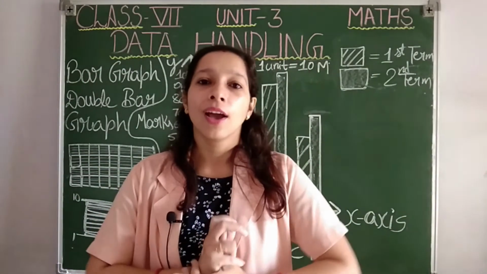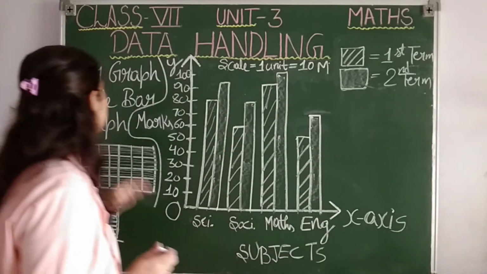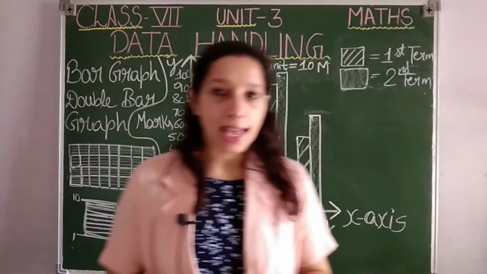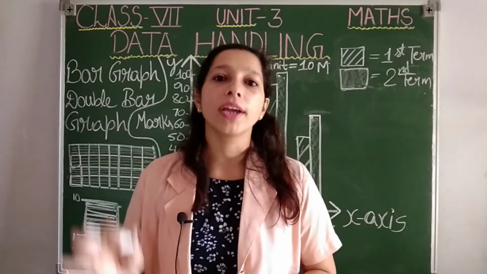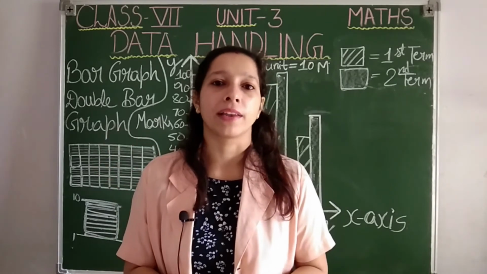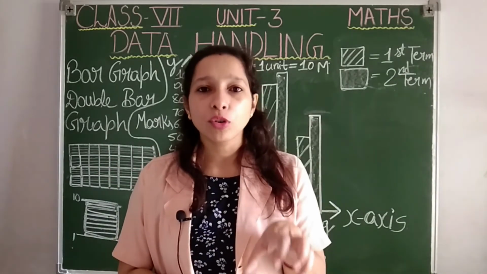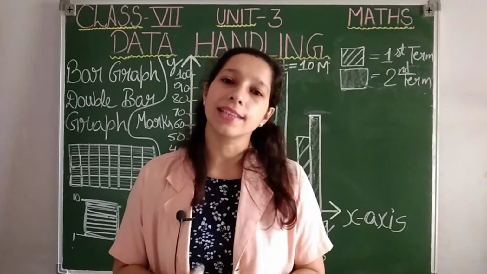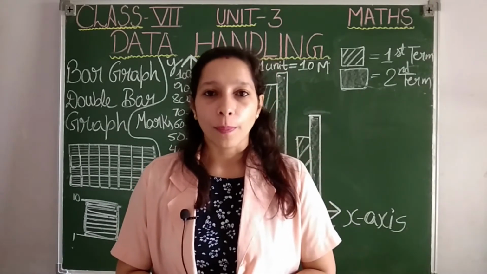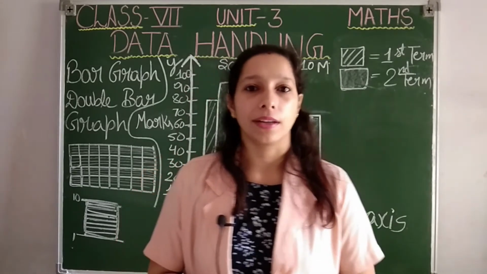Clear, students? Okay. So this was your bar graph and double bar graph. When we solve the exercise, I am going to show you the solutions using the bar graph and double bar graph. If some confusion is still there, it will be clear when we solve the exercise. Now let us move to our next topic, that is chance and probability.